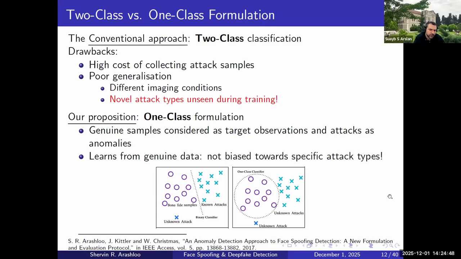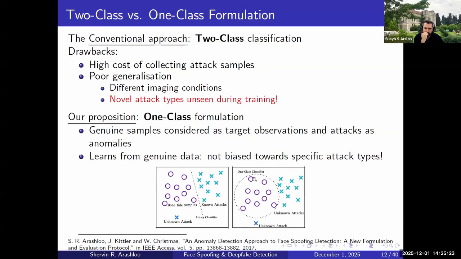And what's the intuition behind it? The intuition is that when we use known attacks as well as bona fide or real samples, our classifier is relatively more or less biased towards those seen attack types, like, let's say, print attack, replay attack. Now, if a guy comes up with a new idea like mask attacks, that has not been incorporated into our training data, so our method would not be very robust against it.